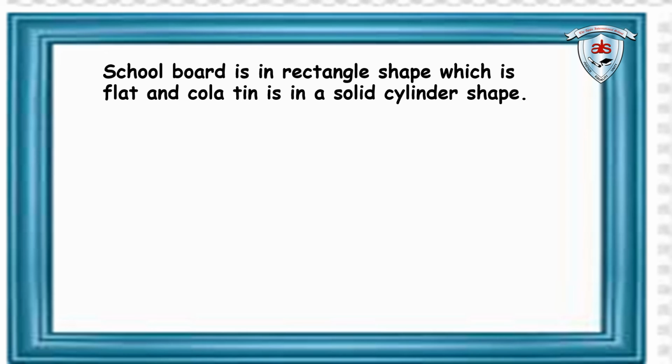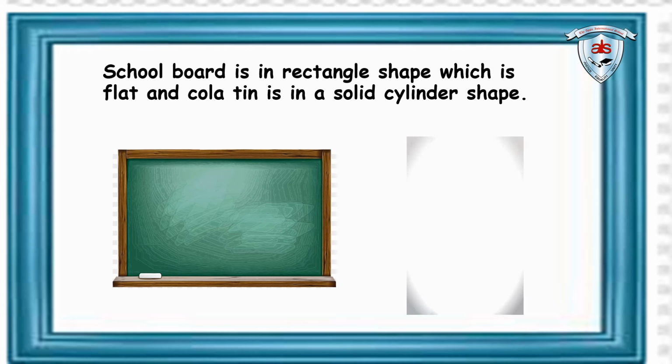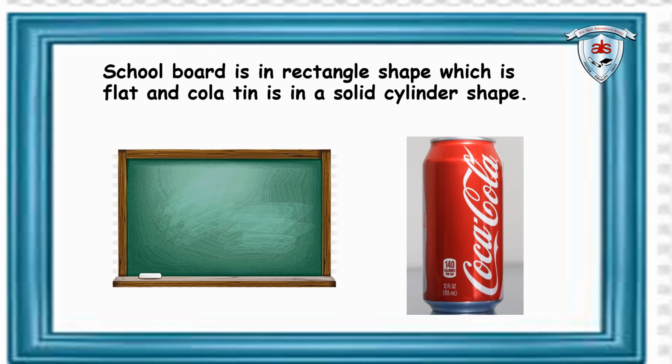For rectangle, an example is a blackboard in the school. So we have whiteboard and a blackboard in the school. The shape of the board is rectangle. And here we have a cola tin which is a solid cylinder shape. So this tin is in the shape of a cylinder.